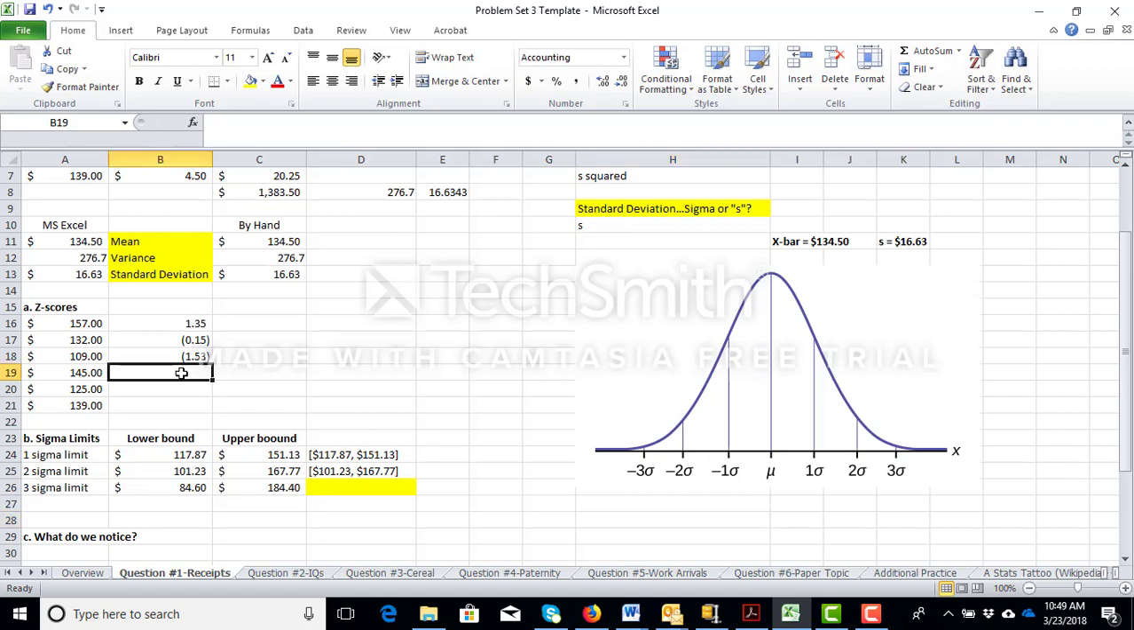How about this receipt number 4, $145? We know that that's above the mean. The question is, how far above the mean?